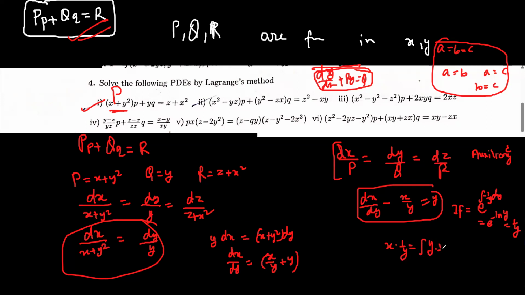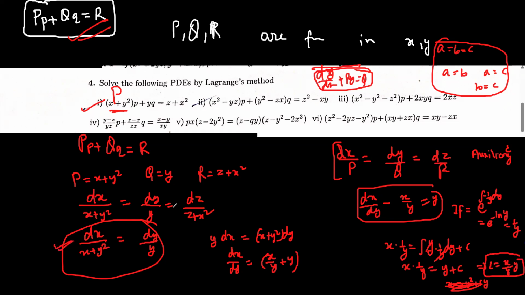So y into 1 by y dy plus constant, right? Multiply y on both sides. And you can also write C is equal to x upon y minus y. This is the first equation. From the first part, you got the first equation.